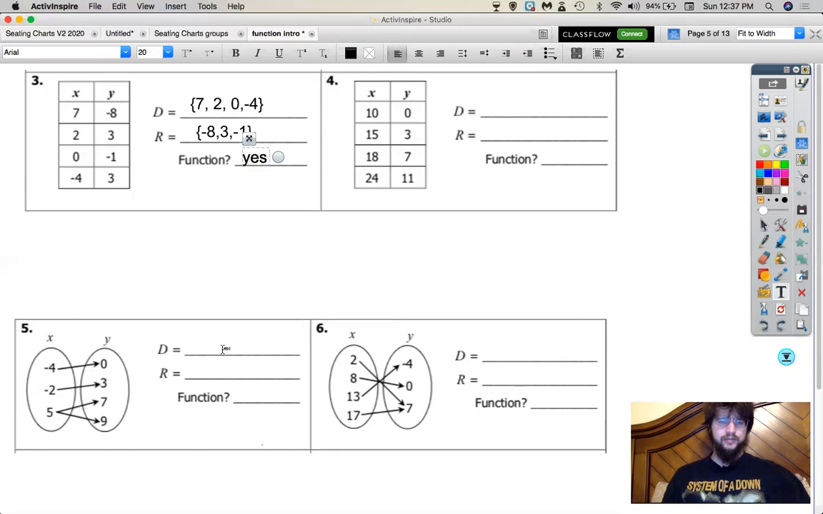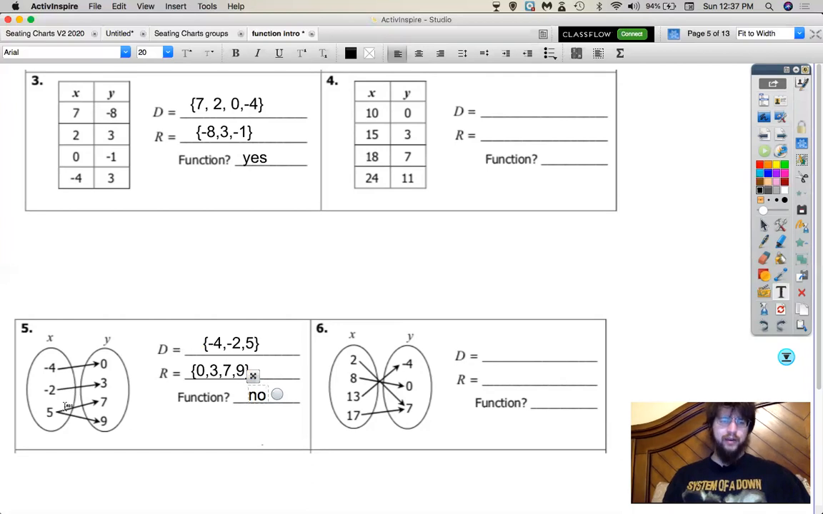Let's look at this one. It's my domain. Well, my domain is my x values. So -4, -2, and 5. That's my range. 0, 3, 7, and 9. Okay, is that a function? Nah.